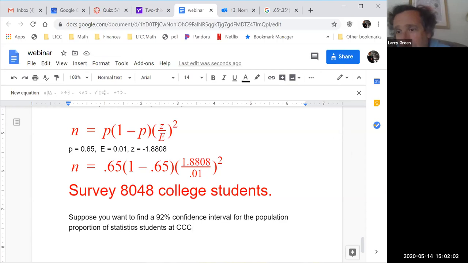So you asked, was there a preliminary estimate of 0.65? The answer is yes, because we were told that in the article, remember? So that was why we knew 0.65 was what we wanted to guess. That came from the article, and I purposely used the same question because we really did have an estimate. The next one, we won't. For the proportion of statistics students at California Community Colleges who will be at a university next year.